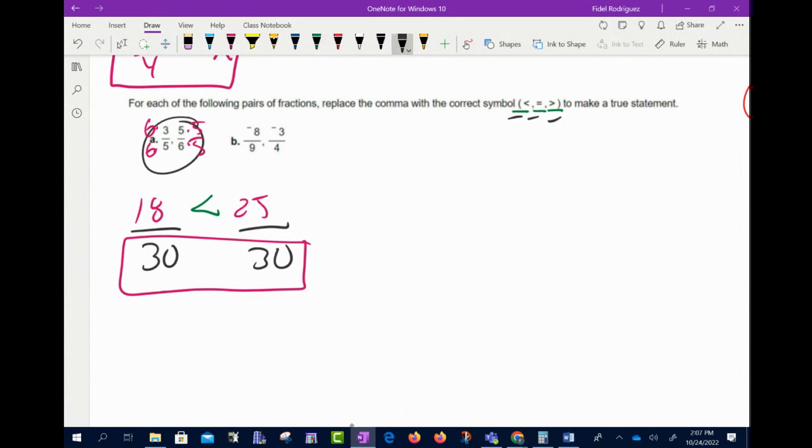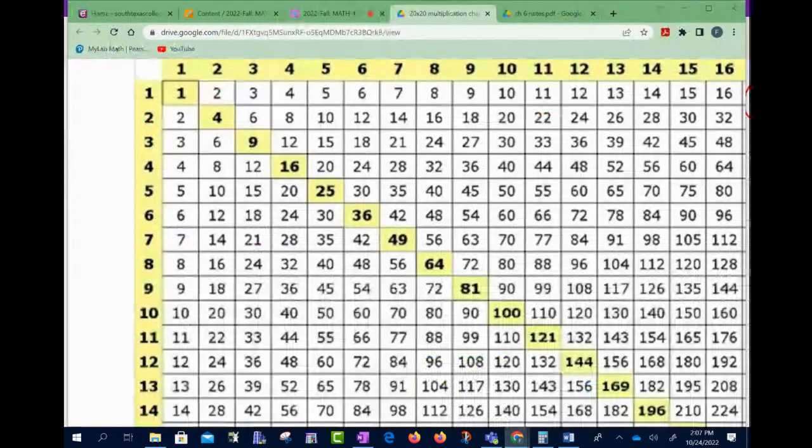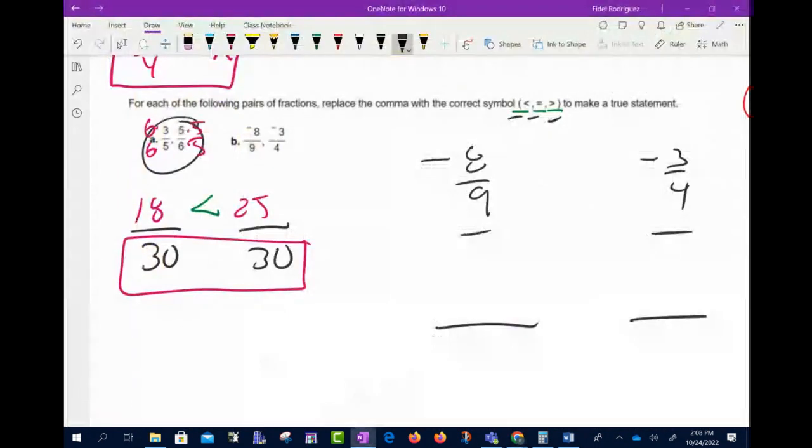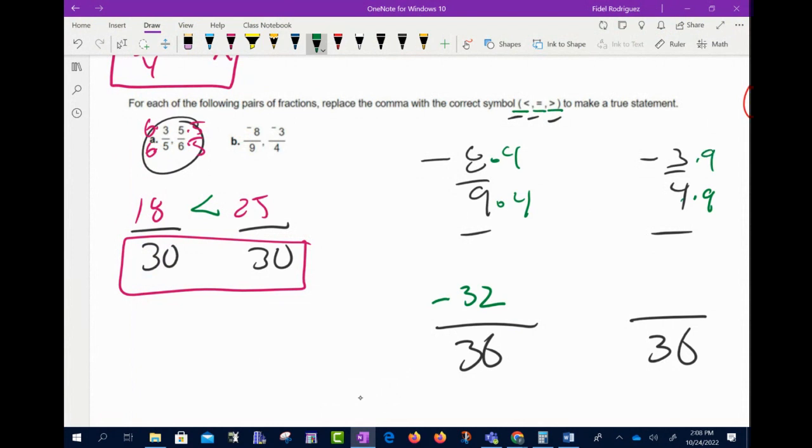Okay. Y'all, for part B, negative 8 over 9 and negative 3 over 4. I would do the same thing. I'd say, look, let's find a common denominator. Let's come back over here. Look, here's 9 and here's 4. And it looks like 36 is my common multiple, right? It's the first number that they both have in common. Okay. So look, we're going to multiply this guy by 4. So we're going to do that one by 4. That's a minus 32. We're going to multiply this one by 9 and this one by 9.